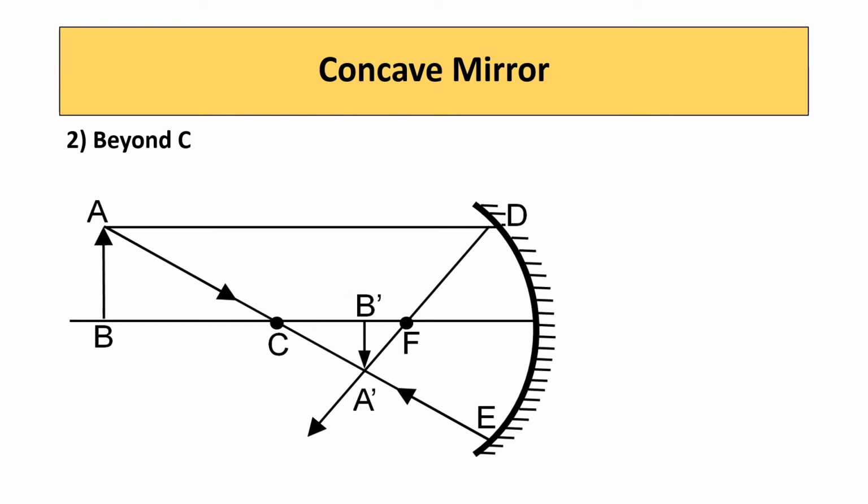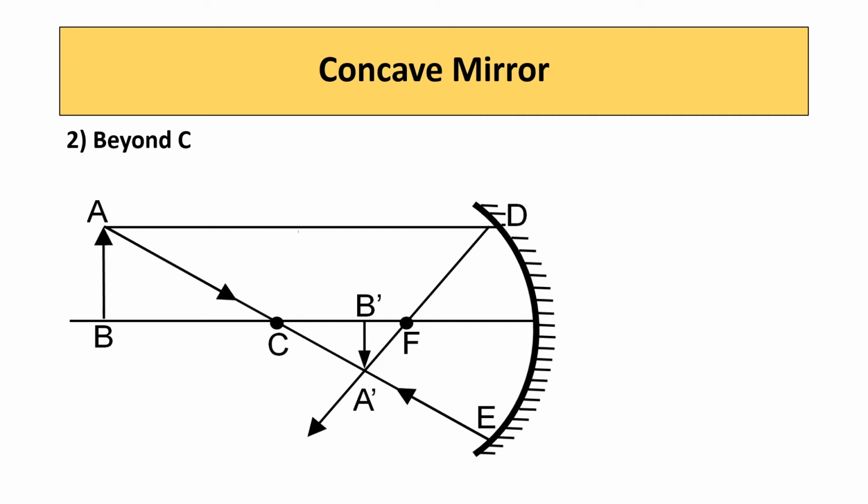The object is kept beyond C. This is the object. To draw the ray diagram, you need 2 incident rays from the object. Say this be the first incident ray, and let this be the incident ray 2. The incident ray 1 is AD. The incident ray 2 is AE.